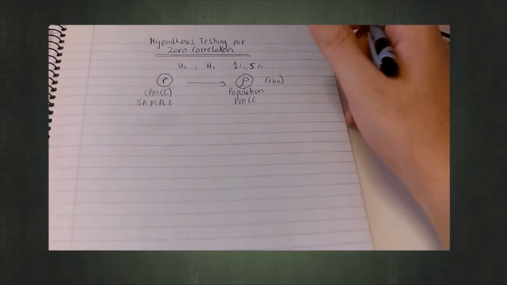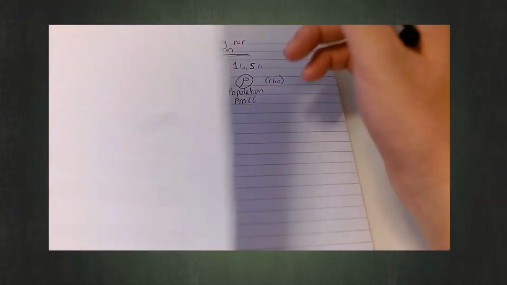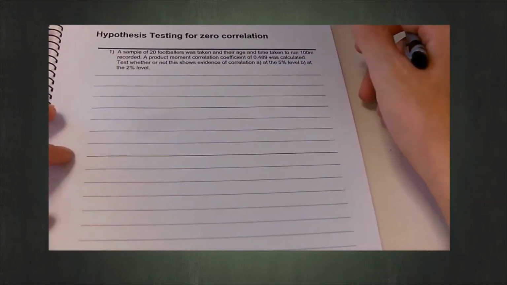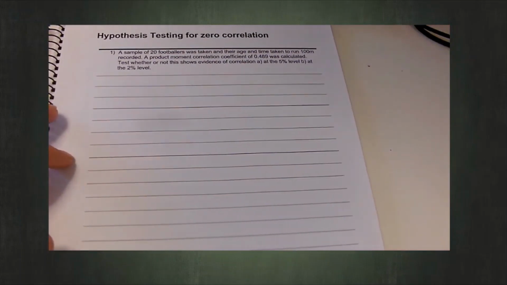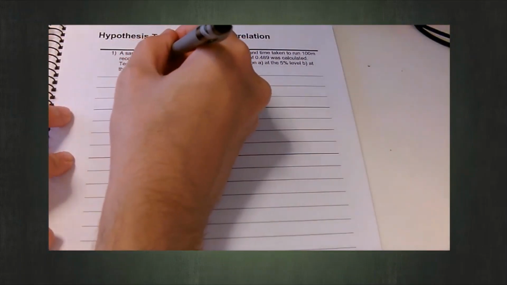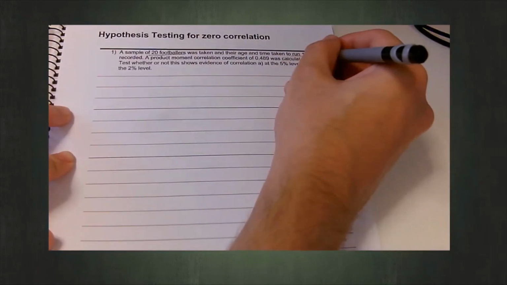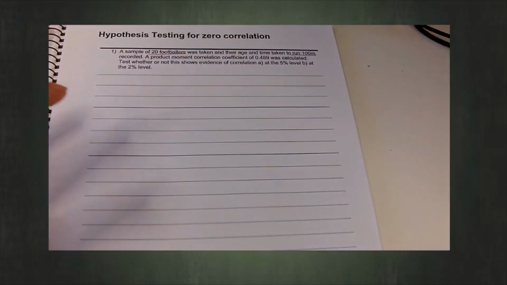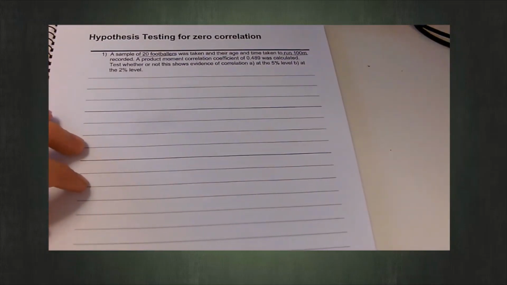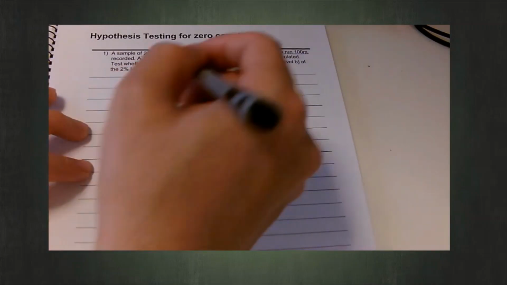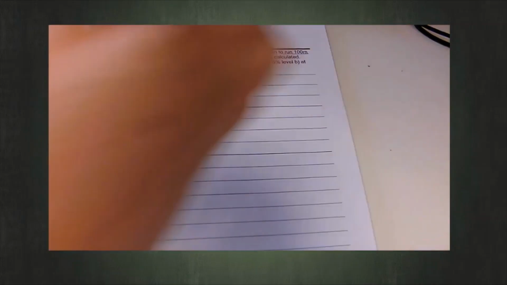Okay, so I'm going to bring this question, which is from the workbook, here. So a sample of 20 footballers was taken. That's really important. And their age and time taken to run 100 meters recorded. So the two variables are age and time. A PMCC correlation was calculated, and the value was 0.489.